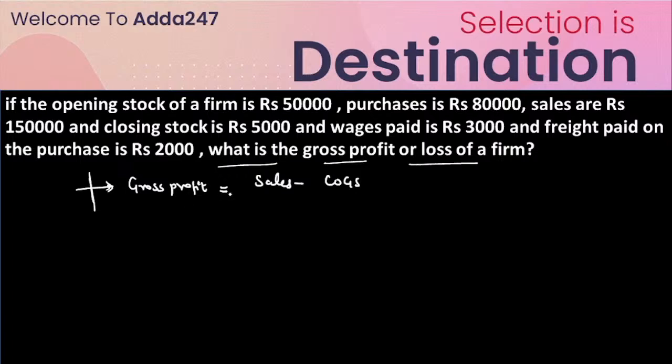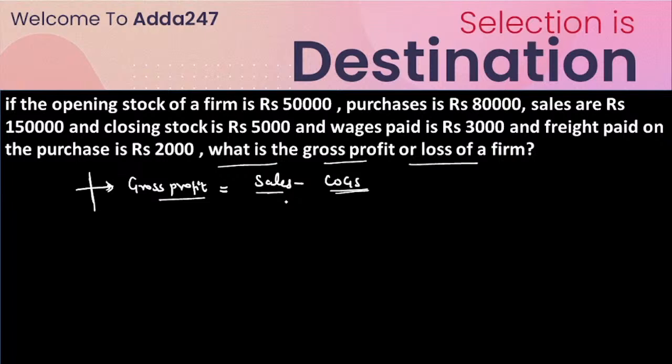Whenever the sales are higher than the cost of goods sold, it is considered a gross profit, and whenever the cost of goods sold is higher than the sales, it is considered a gross loss. This is a very obvious thing to understand. Whenever sales are higher, the company is in profit, so it is considered a gross profit. And whenever the cost of goods sold is higher than the sales, it is considered a gross loss of a firm.